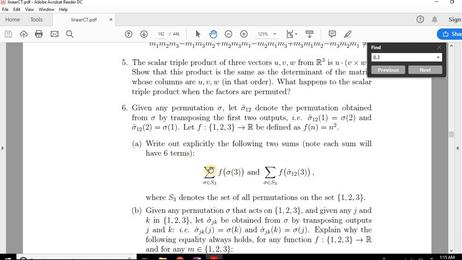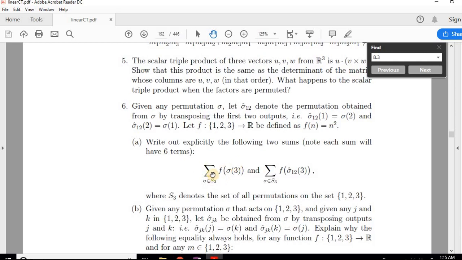All right, so let's take a look at this sum here. The sum over sigma. Let me copy this and see if we can get some handle on what this means.